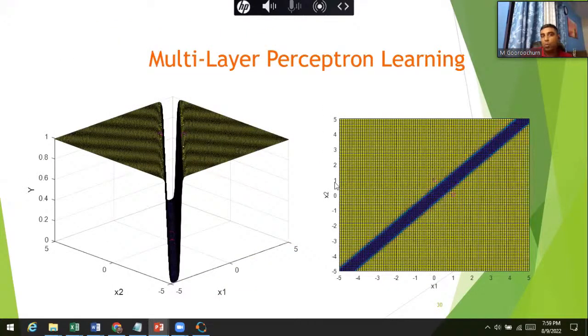Now, what you're seeing here in front of you has been trained actually in MATLAB. So I've trained the XOR function. Remember, the XOR function cannot be solved using a perceptron. So this is how the decision boundary looks like. You have your two highs here, and then you have two lows in the valley here. So this is how the MLP is able to do this boundary for you. This is what the neural network is doing.